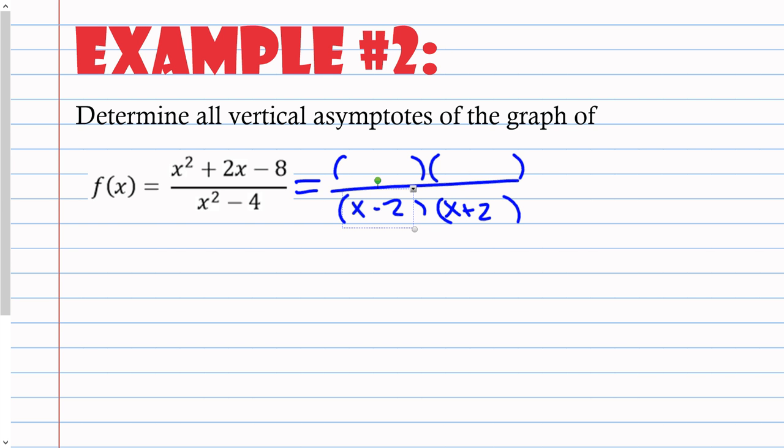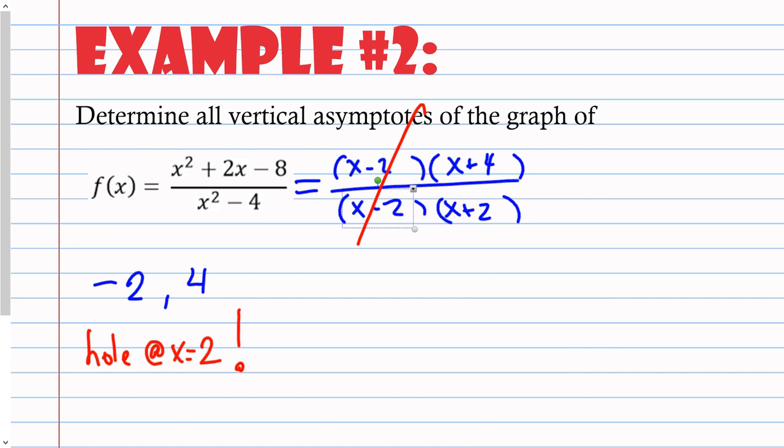Now the top, I need two numbers that multiply up to negative 8. Well, I know 2 and 4, right? But they have to add up to positive 2. So if the 2 is negative, I can get positive 2 after adding them, and negative 2 times 4 is negative 8. So then x minus 2 and then x plus 4. And there's the hole, right? The graph doesn't exist at x equals 2. So there's a hole at x equals 2.